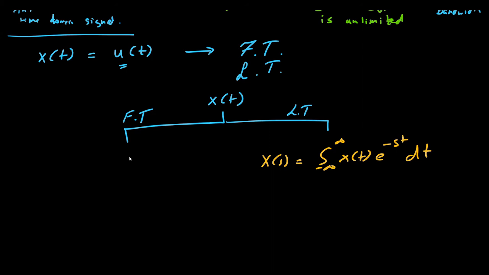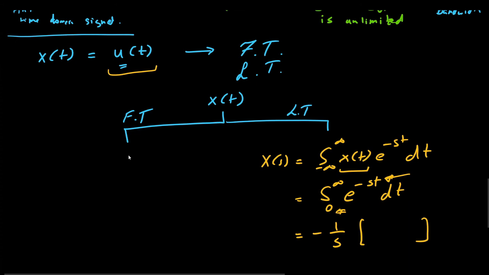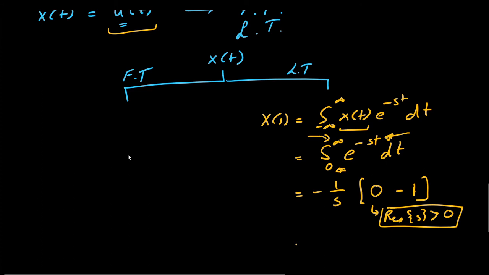Now by inserting the value of x of t, that is the unit step function, the integration would start from 0 and terminate at infinity, and we would have e to the power minus st dt. From calculus, this is simply minus 1 by s. If we put t equal to 0, we would have a minus 1, but if we put t equal to infinity, we would have a 0 only if the real part of s is greater than 0. That is the condition of Laplace. So in short, the Laplace transform is simply 1 over s, and the region of convergence is real part of s is greater than 0.